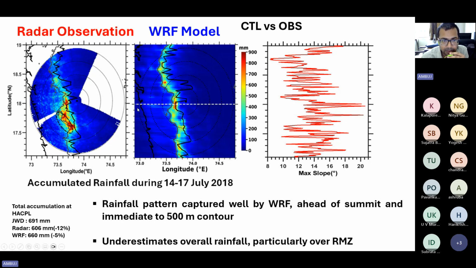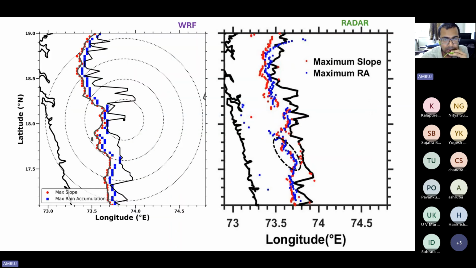In fact, WRF is showing rainfall maximum along this 18-degree north latitude, which is actually the highest slope location. So it may suggest that WRF is able to capture the slope effect but not the angle effect of the winds. WRF is also able to show a similar pattern of slope and maximum slope and maximum rain accumulation, and we find that maximum rain accumulation locations are also occurring immediate to the maximum slope location, similar to what we observe.